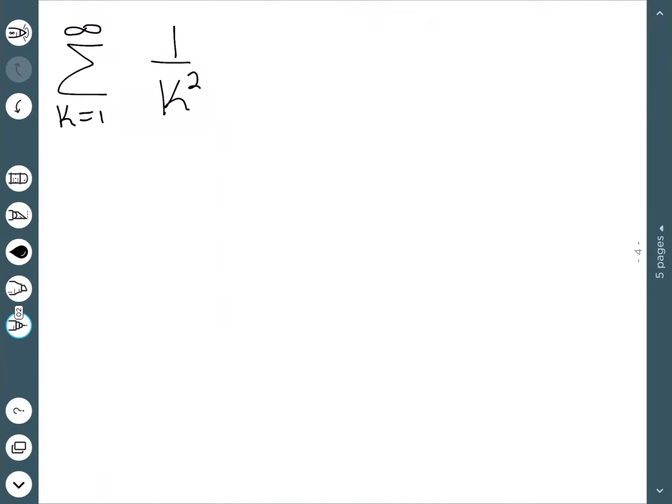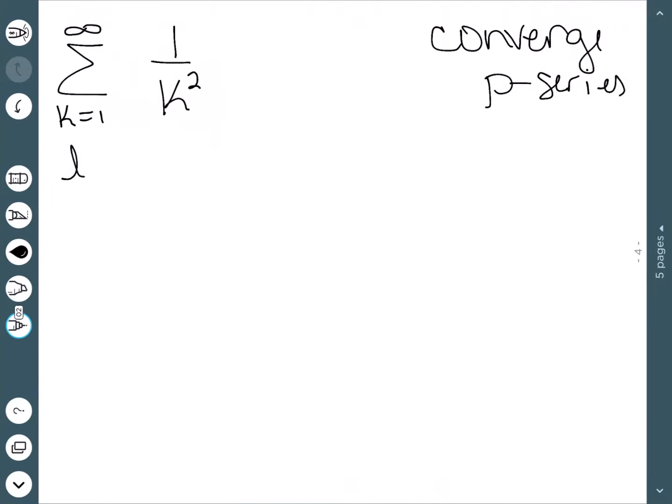Finally, let's look at the sum of 1 over k squared. And by the p-series test, we know that this thing should converge. But let's try to do it with the root test. We have the limit as k goes to infinity of the kth root of 1 over k squared.